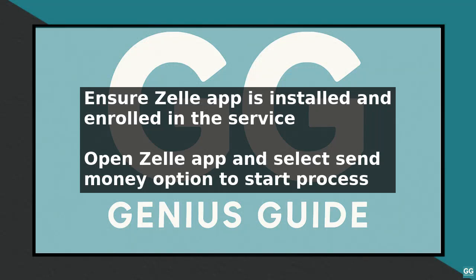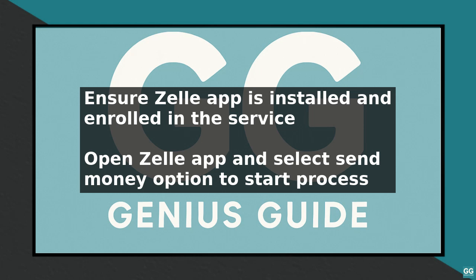To send money from Zelle to Wells Fargo, start by ensuring you have the Zelle app installed on your device and that you are enrolled in the service. If you are not enrolled, you can download the Zelle app or access it through your bank's mobile app, including Wells Fargo. Once you have Zelle, open the app and select the option to send money.